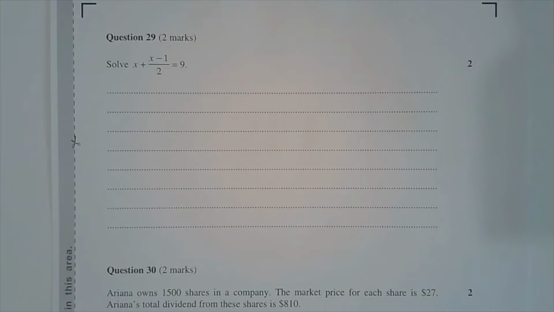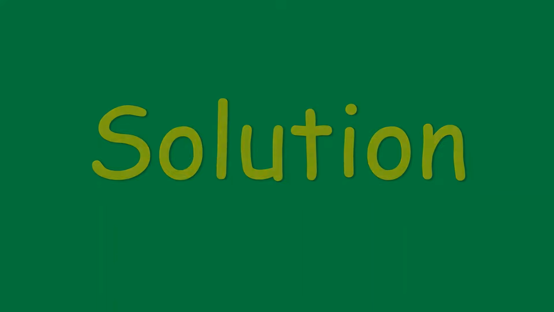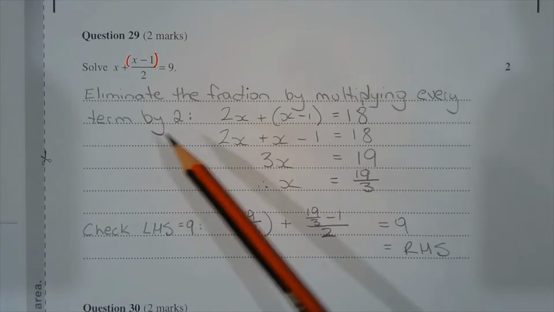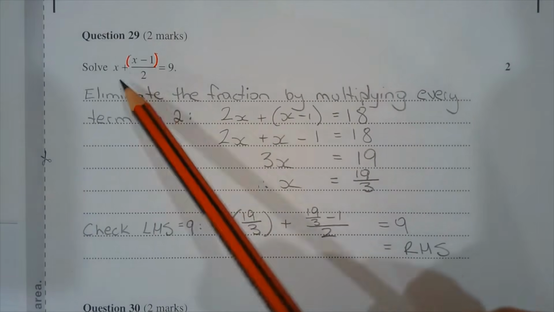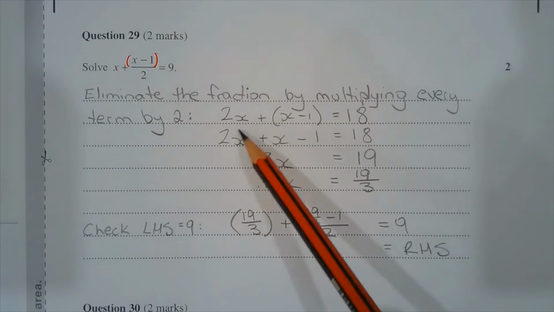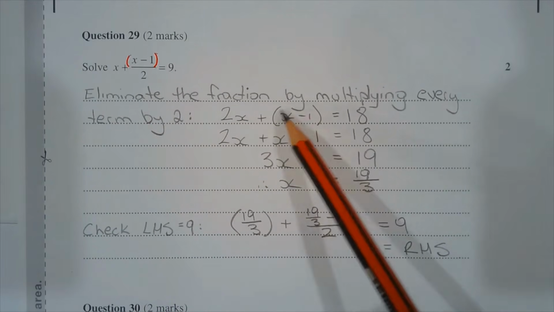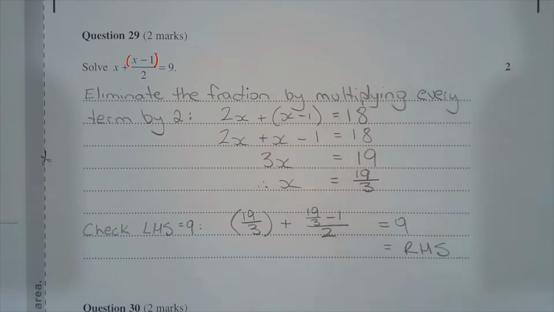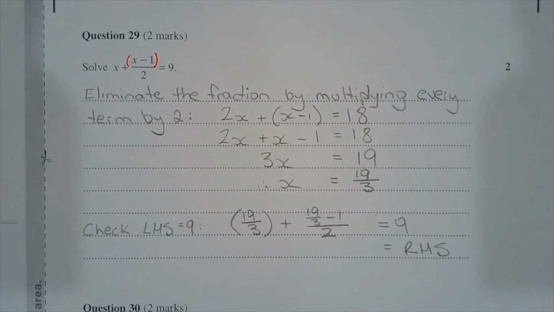Question 29. Solve x plus (x minus 1) over 2 equals 9. The first step is to eliminate the fraction by multiplying every term by 2. It helps to enclose the numerator in its own set of brackets. Now x multiplied by 2 is 2x. (x minus 1) all over 2 multiplied by 2 is (x minus 1), and they're enclosed in brackets. 9 multiplied by 2 is 18.